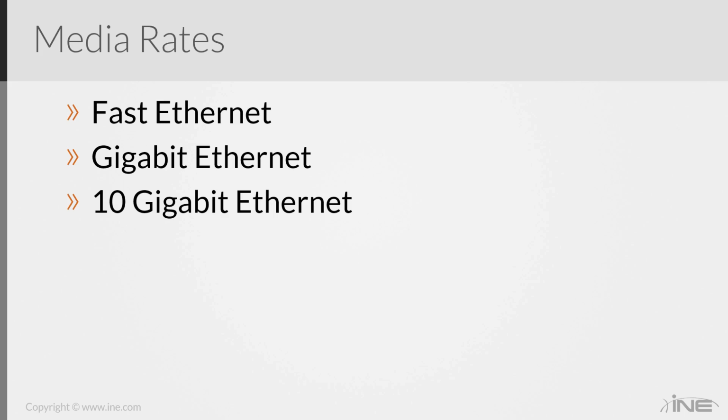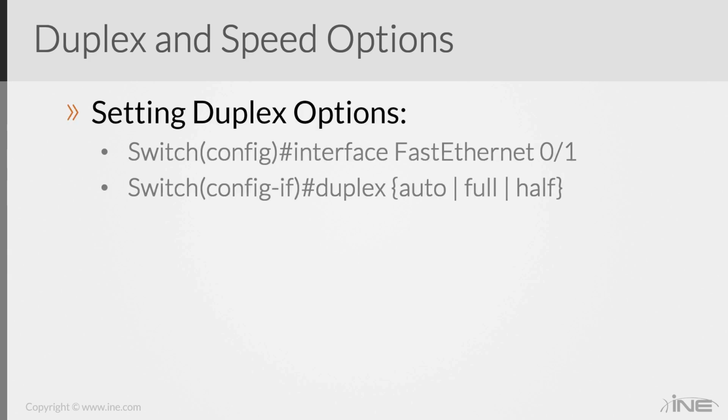Now, depending on the end station, the switch will detect duplex and speed options automatically, which brings us to our duplex and speed options category. When it comes to setting the duplex options underneath the interface, you can set the duplex to auto, full, or half. Auto means it will automatically try to detect the duplex, or from the client side, it'll try to detect whatever the client is set to.